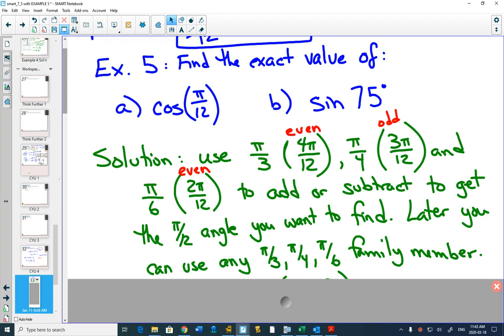We're going to use the families that we know, pi over 3, pi over 4, and pi over 6. They can all be written as something pi over 12: 4 pi over 12, 3 pi over 12, and 2 pi over 12. And if you can add and subtract those or any other family member to get the angle you want, then you'll be able to figure out an exact value for any pi over 12 family.